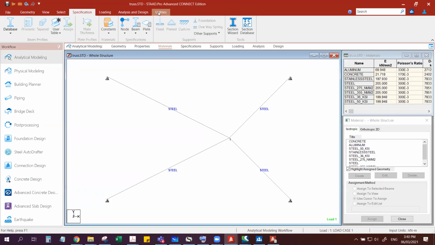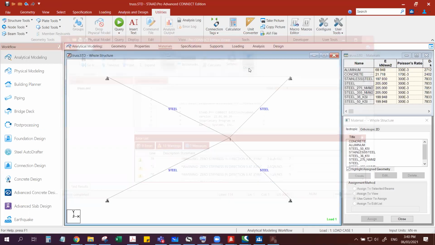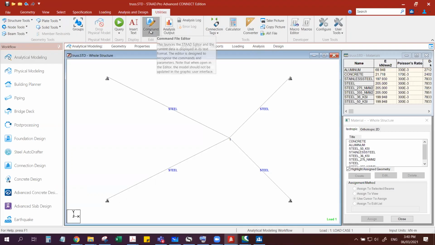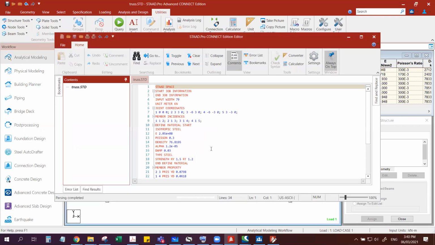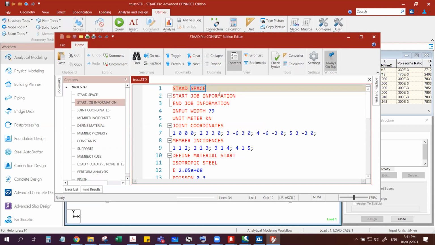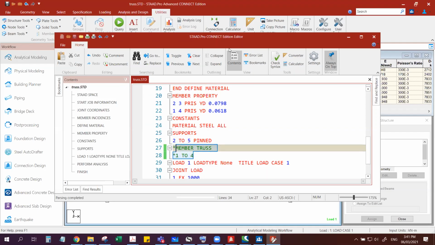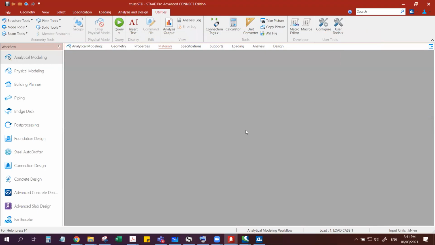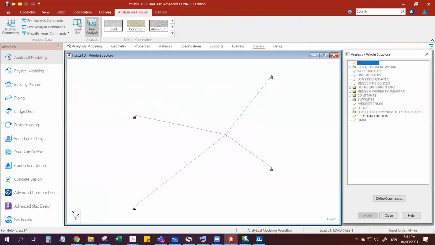Okay, so maybe let's try removing... The problem is stiffness, not material. Okay, so where is our command file? I'll remove truss specification because STAAD is analyzing in space. Right? So maybe because I put in truss, there's a confusion. Close. And then analyze, run analysis.